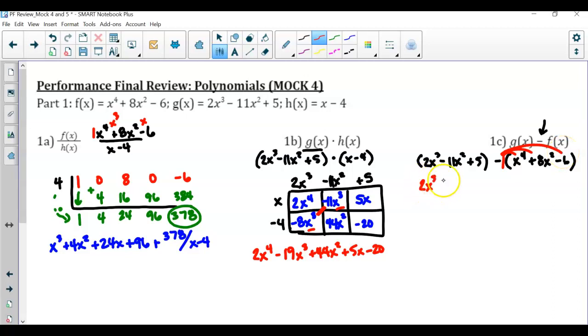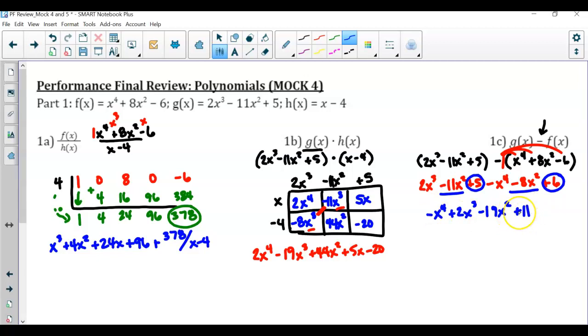So what I'm going to combine with the 2x cubed minus 11x squared plus 5, right? That was our g of x. We're going to combine it with negative x to the fourth, then minus 8x squared. Now no longer minus 6, but now plus 6. Then combine like terms. Well, here I only have the 1x to the fourth term, but that's negative x to the fourth. Then I've got only one x cubed term here, so plus 2x cubed. Now we've got negative 11x squared minus 8x squared, negative 19x squared. We also have 5 plus 6. 5 plus 6 is 11, and that is your final polynomial.